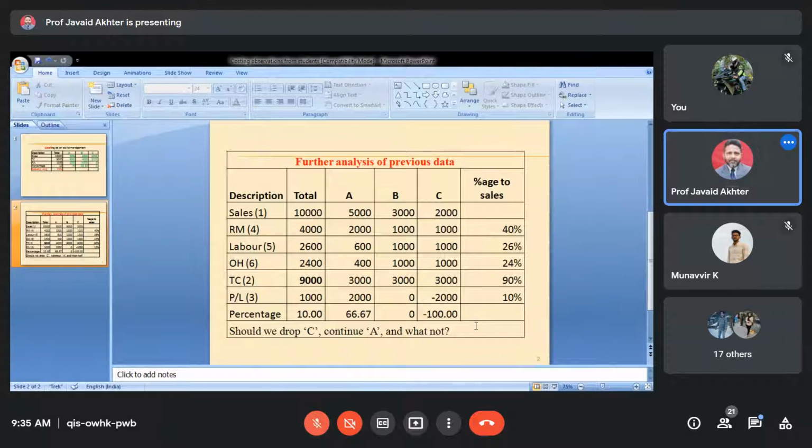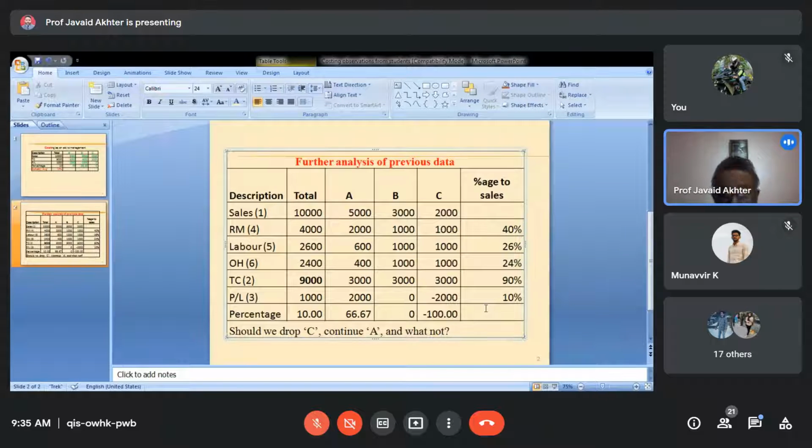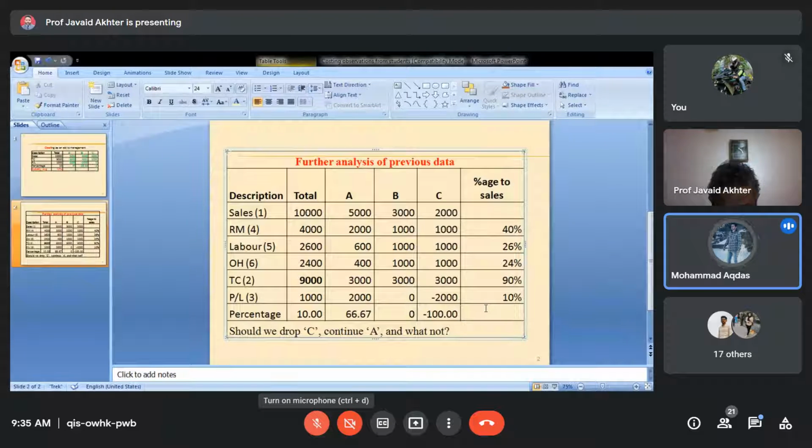Here, I wrote it. We can discuss it either now or maybe later. If this is the scenario here, can the company discontinue product C? If it is a loss-making product, can it discontinue? Sir, it is up to the company. Up to the company. Suppose you are working for this company and the company wants your opinion.